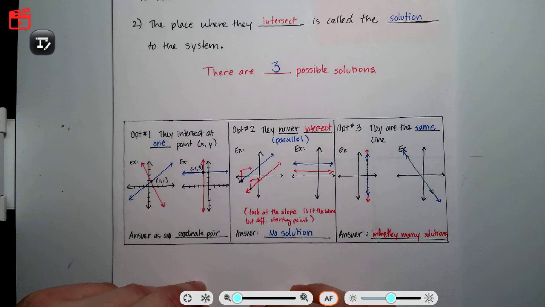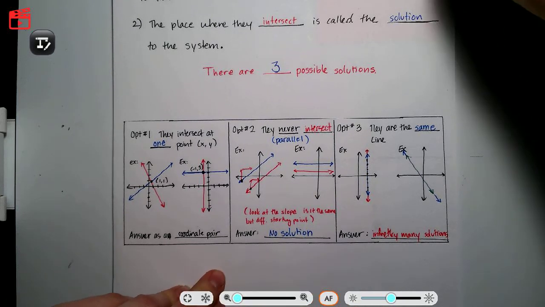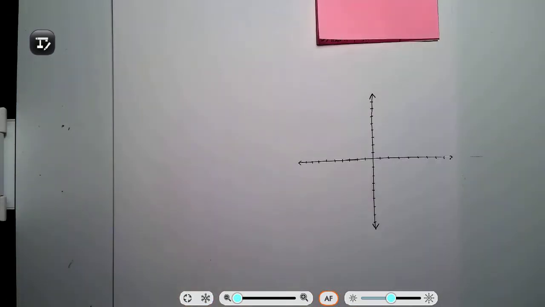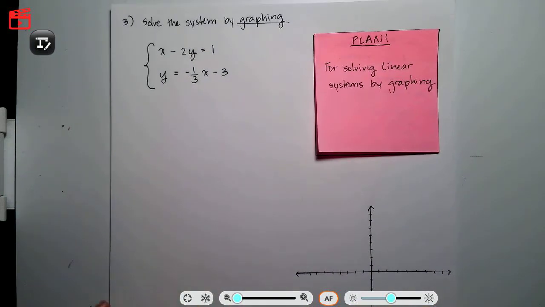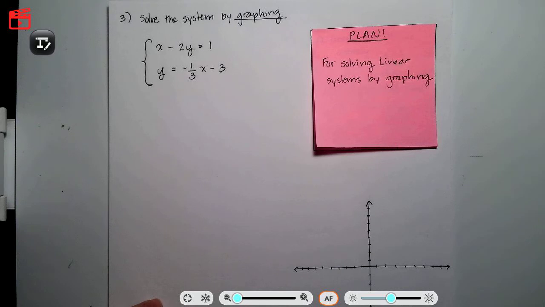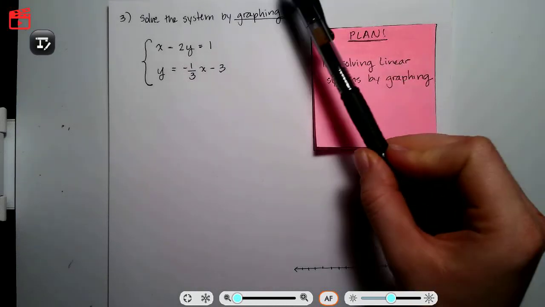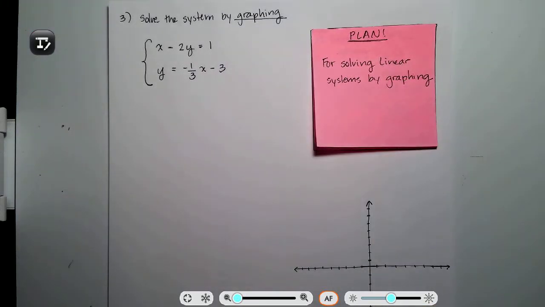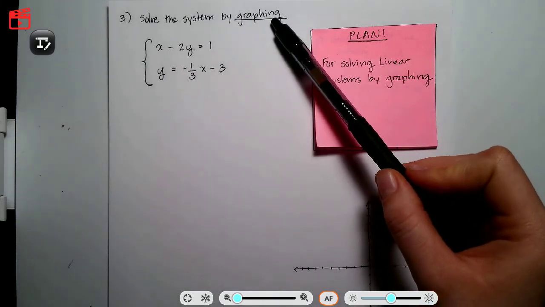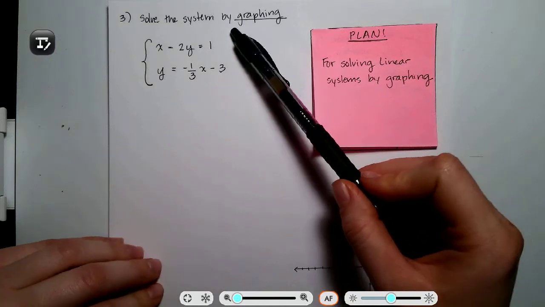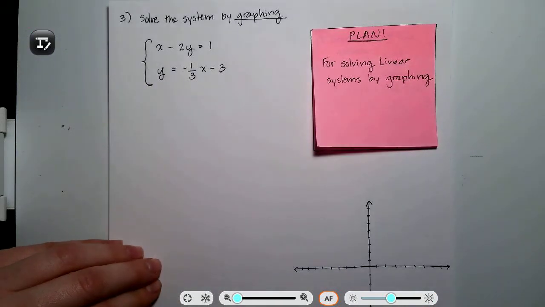Okay, so let's take a look at an example problem. Solve the system by graphing. Okay, so notice I tell you how I want you to solve the system. So if on the exam, for example, it says solve by graphing and you choose to do another method, you cannot get the points for this problem. If I give you a method, please go ahead and use the method I have given you. So since it says solve the system by graphing, that's what we're going to do.